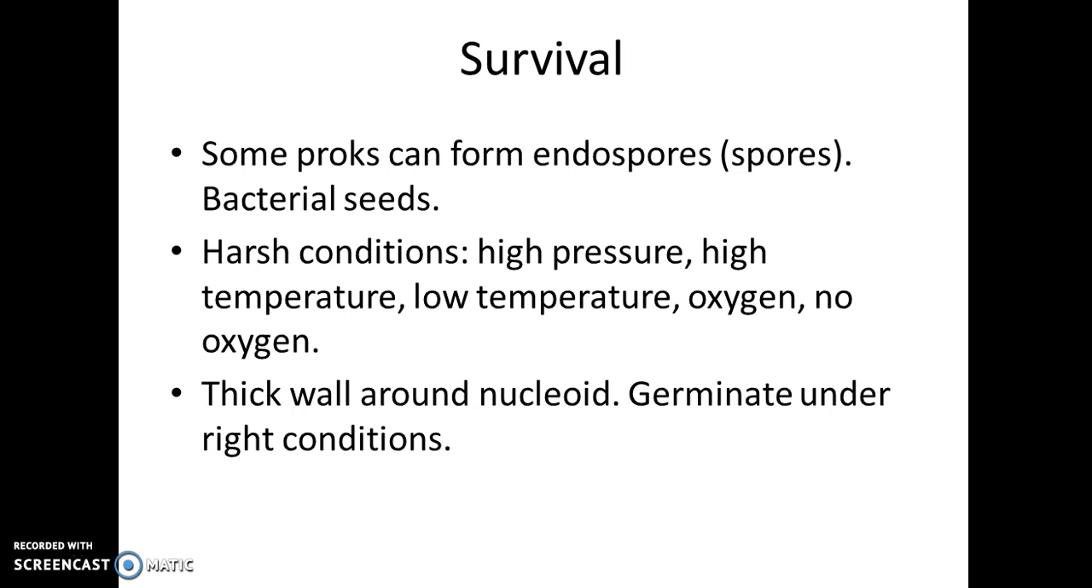How do some prokaryotes survive harsh environments? Some can produce something known as an endospore or a spore. These are basically bacterial seeds. Under harsh conditions, like high pressure, high temperature, low temperature, no oxygen, or oxygen, a thick wall forms around the nucleoid and they will germinate under the right conditions.